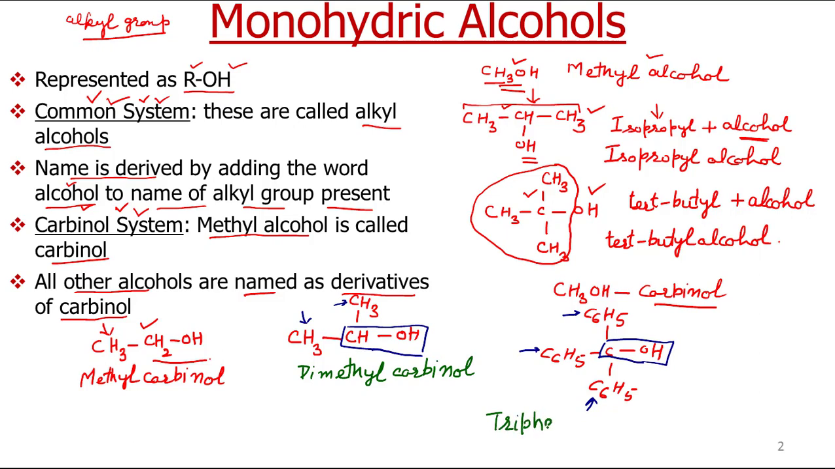Now the substituent is phenyl, triphenyl carbinol. So this is how we name various alcohols in the carbinol system, but this is not used widely. The common system is important, so please try to remember the common names of various alcohols. But the system which is used widely all over the world, and which is a uniform system, is called the IUPAC system for naming various organic compounds.